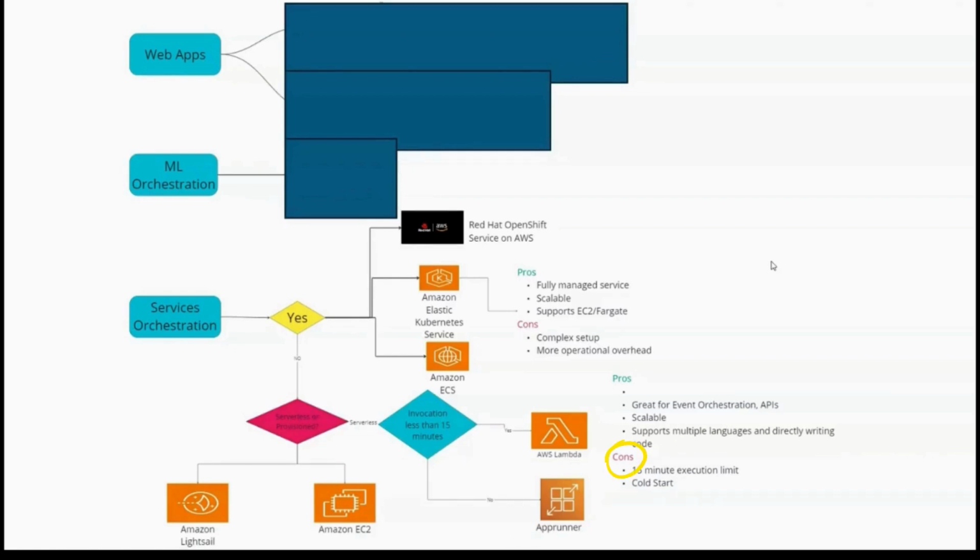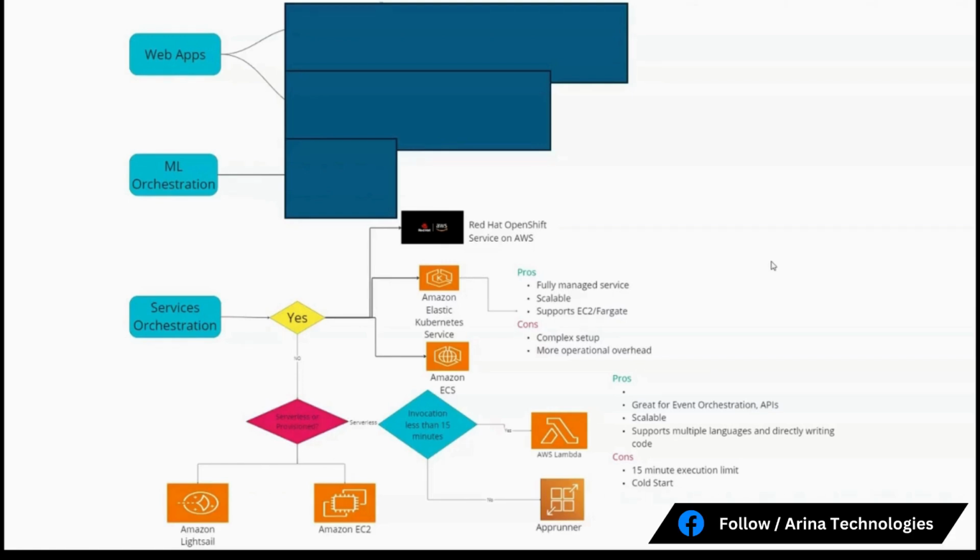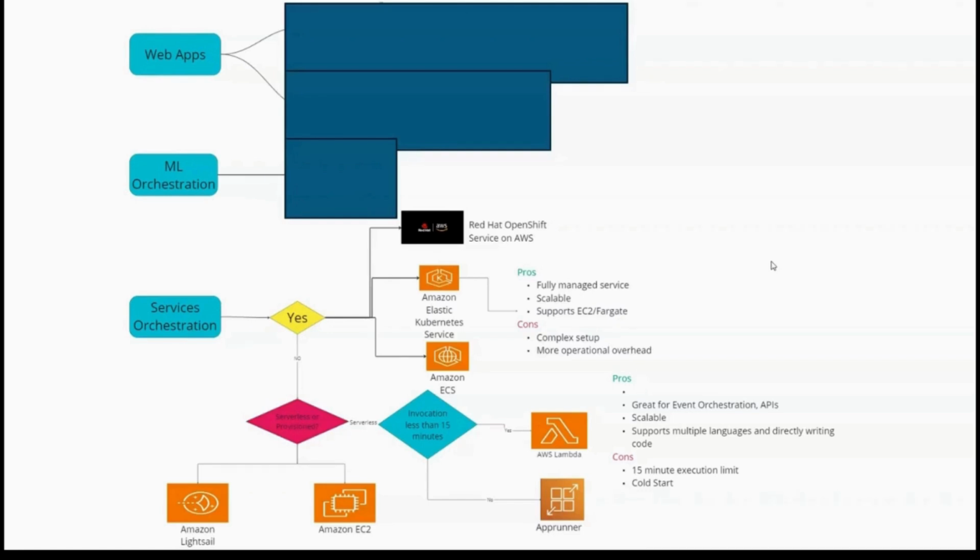So what is the con of Lambda? One of the things is the 15 minutes execution time. If your application takes more than 15 minutes, you may want to look into other services or wrap your function over a step function. So that's something you may need to look into. And if the invocation is greater than 15 minutes, you could go with App Runner.